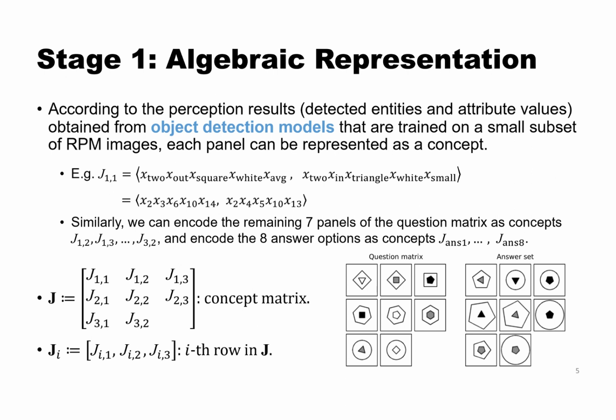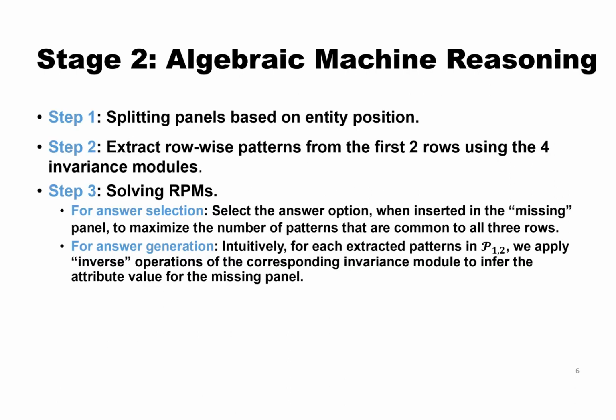Similarly, we can encode the remaining 7 panels of the question matrix and the 8 answer options. We define the concept matrix as a 3x3 matrix of concepts indexed from 1, 1 to 3, 2. In the second stage, there are 3 steps for algebraic reasoning. The first 2 steps aim to extract row-wise patterns from the first 2 rows of the question matrix, and the process are exactly the same for both answer generation and answer selection tasks. The only difference lies in the way to make use of these extracted patterns.